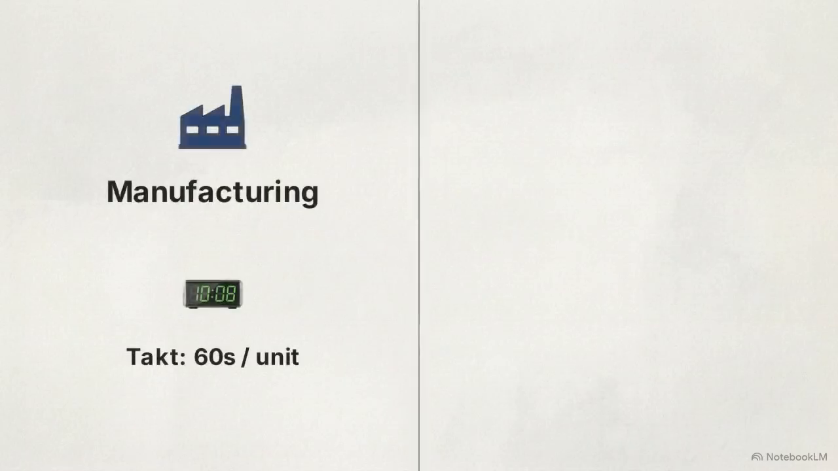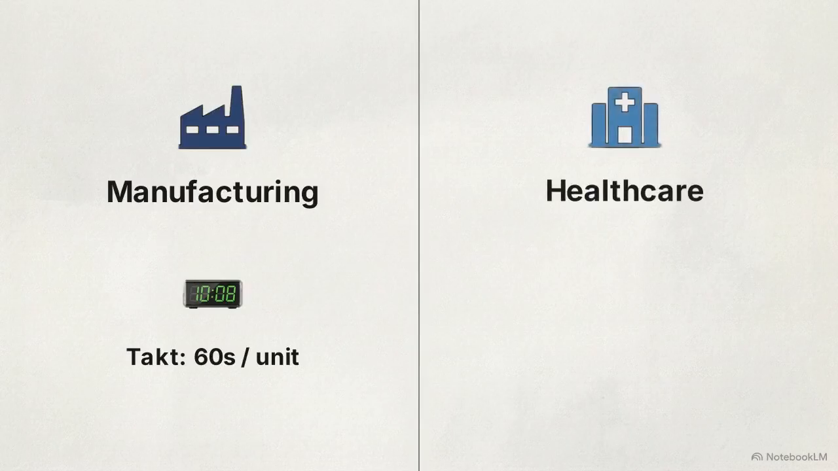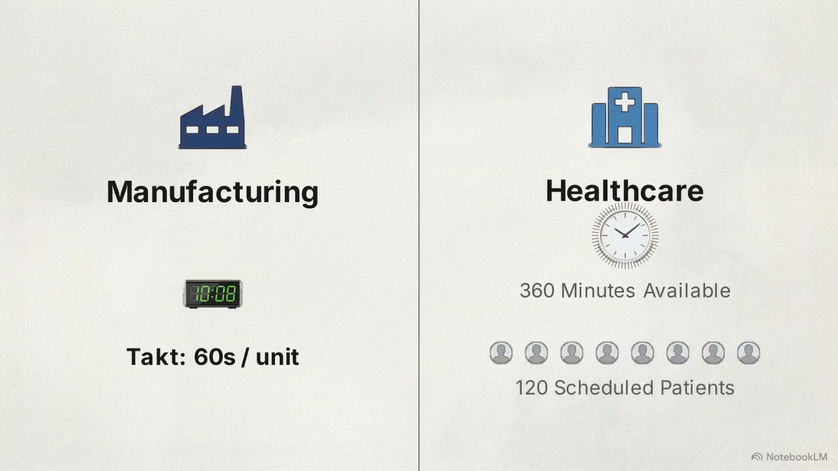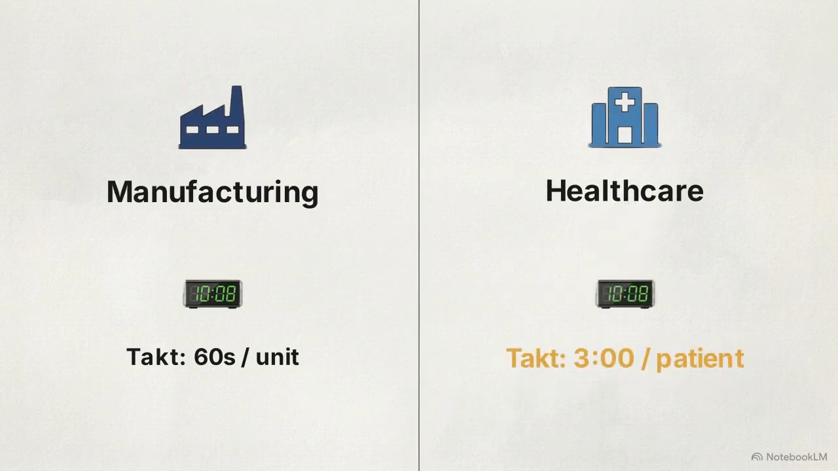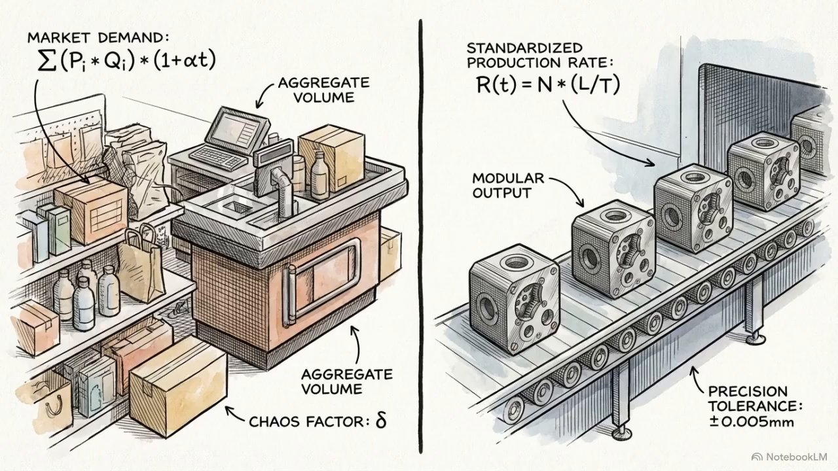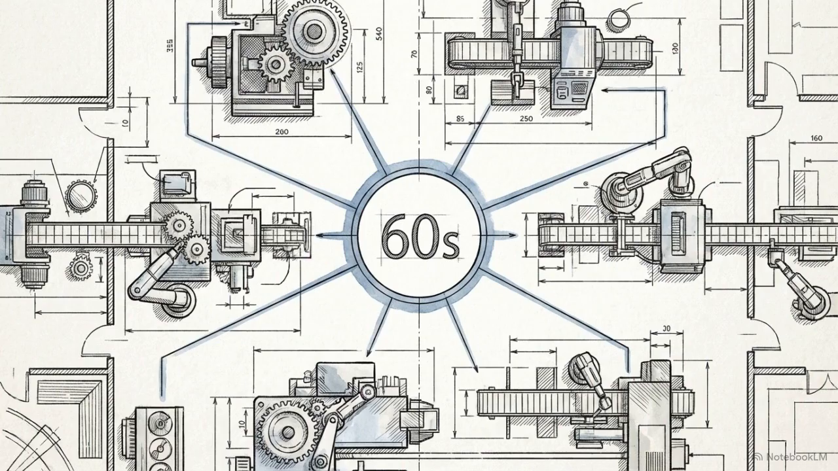This logic applies directly to service environments. If a hospital outpatient clinic has 360 available minutes in a day to see 120 scheduled patients, the calculated takt time is 3 minutes per patient. The formula acts as a universal translator, converting abstract aggregate market demand into a standardized per-unit time constraint regardless of the industry. Once calculated, this single metric becomes the foundational data point for the entire operational system architecture.